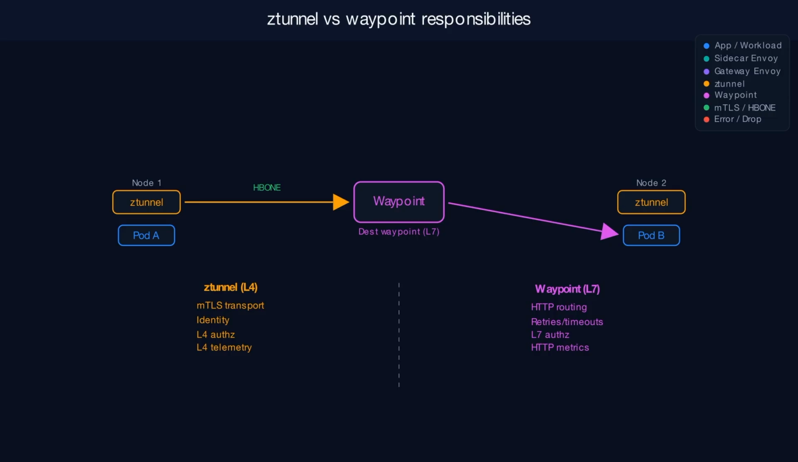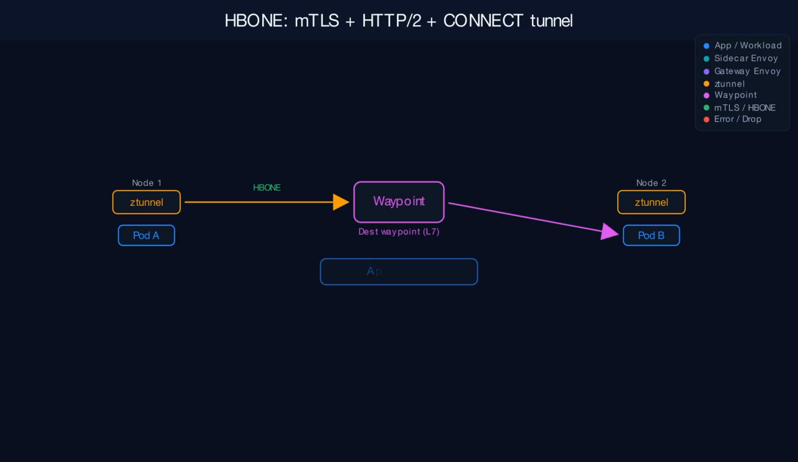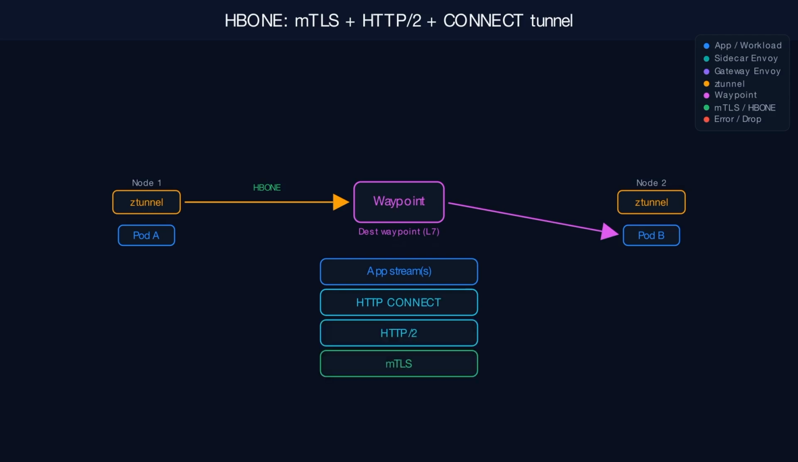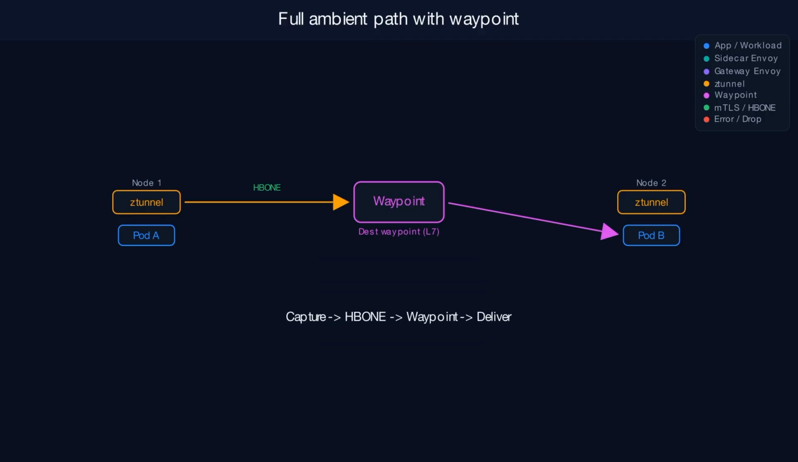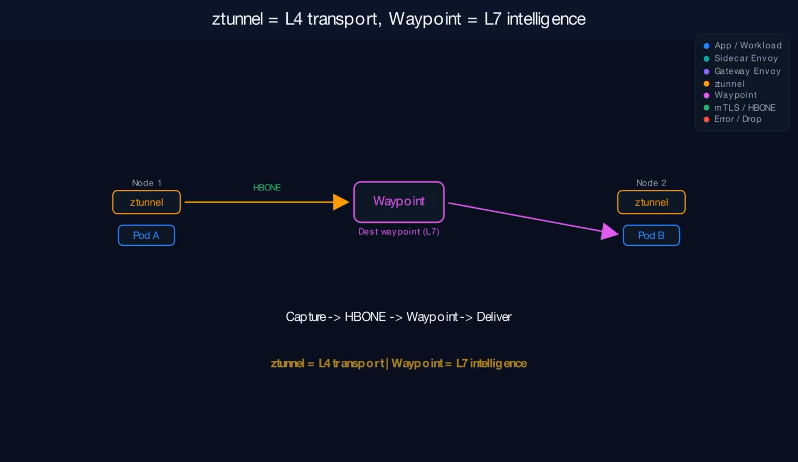When a resource is configured to use a waypoint, incoming traffic is forwarded through that waypoint, and the waypoint applies L7 policies like HTTP routing, retries, timeouts, L7 authorization, and HTTP metrics. The full ambient path with waypoint becomes capture at ztunnel, secure HBONE transport in the overlay, forward to the destination waypoint when required, apply L7 policy there, then deliver to the workload.